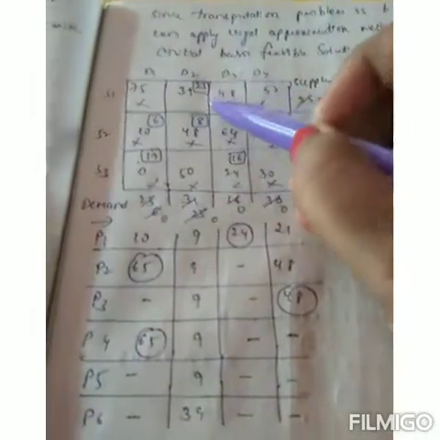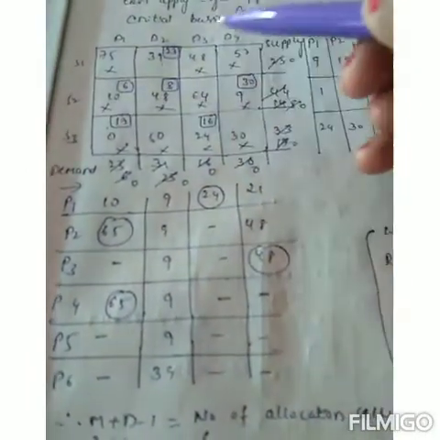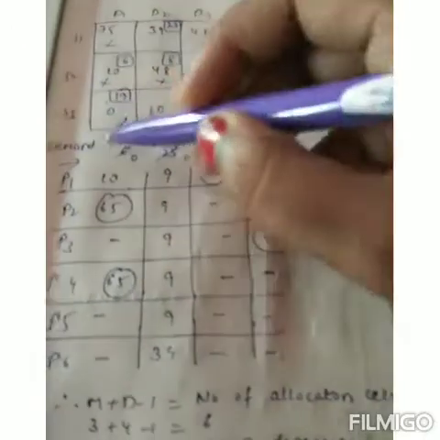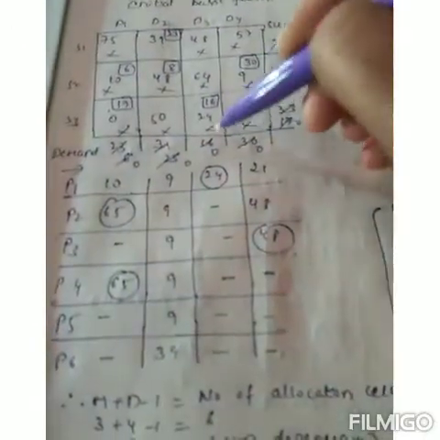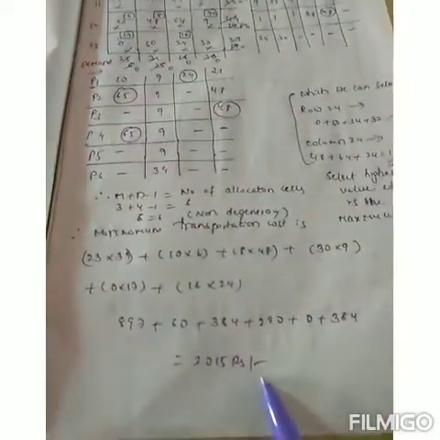Now we are going to calculate the minimum transportation cost. How to calculate the minimum transportation cost? 23 into 39 plus 6 into 10 plus 8 into 48 plus 30 into 9 plus 17 into 0 plus 16 into 24. By adding all of these we get 2015 rupees by Vogel's approximation method.